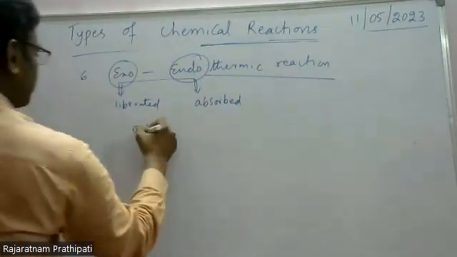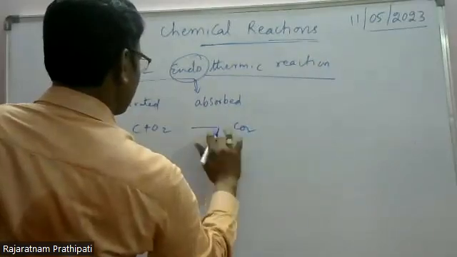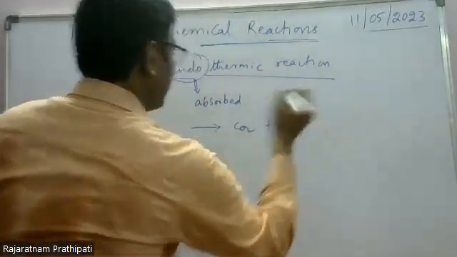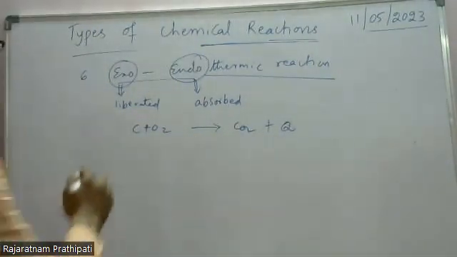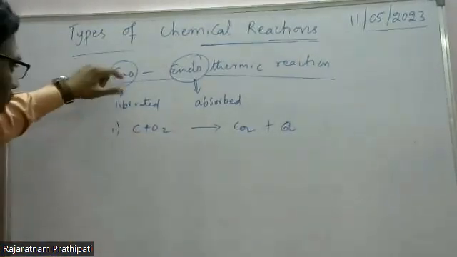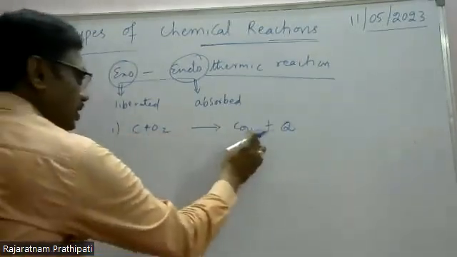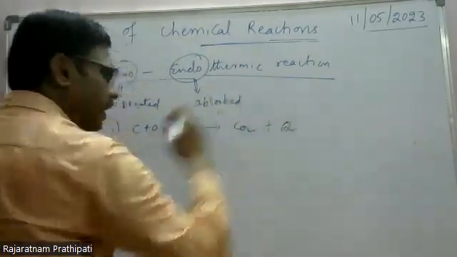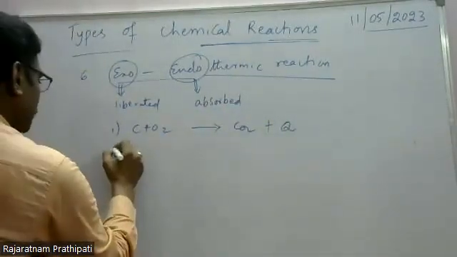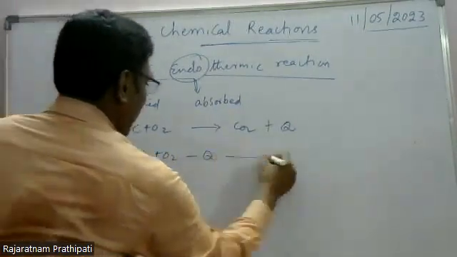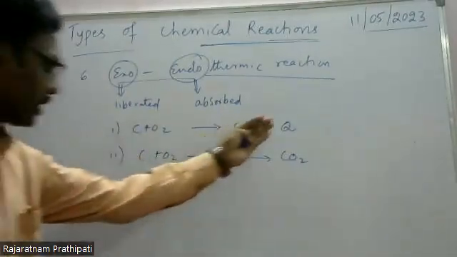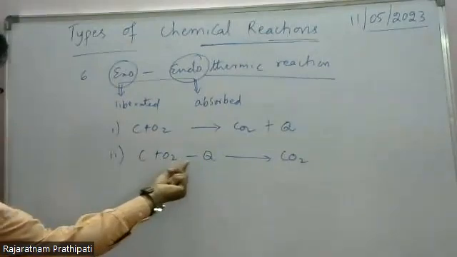For example, here C plus O2 gives rise to CO2. Look at this. Here, this is a combustion reaction and heat is liberated. Here, a representation of exothermic reaction. C plus O2 gives rise to CO2 plus Q. Here, heat is liberated. Product side with plus symbol. It is also represented like this: C plus O2 minus Q gives rise to CO2.